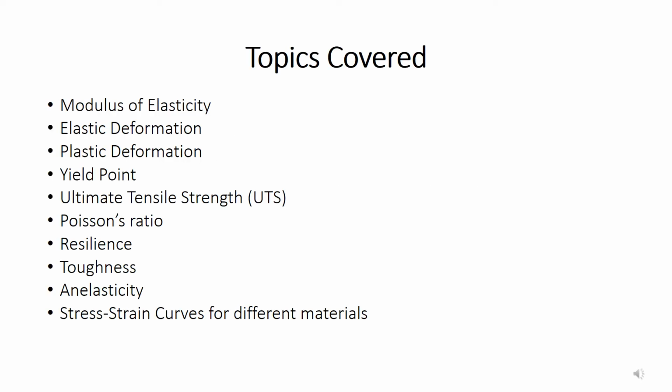In this video, we will discuss the properties which can be obtained from the stress and strain diagram. Properties such as modulus of elasticity, elastic and plastic deformation, yield point, ultimate tensile strength, Poisson ratio, resilience, toughness, anelasticity, and we will also see the representative stress and strain curves for different materials.